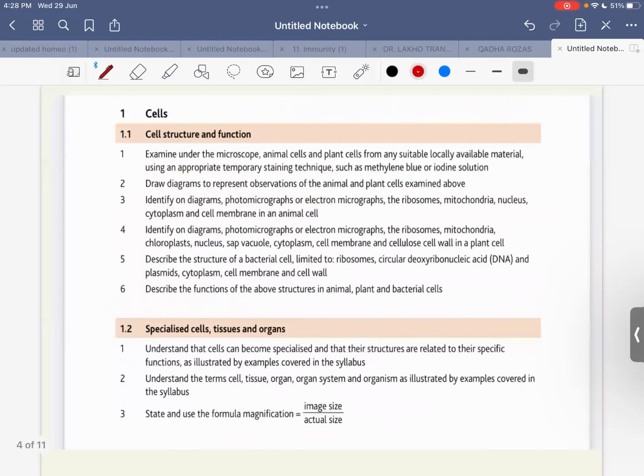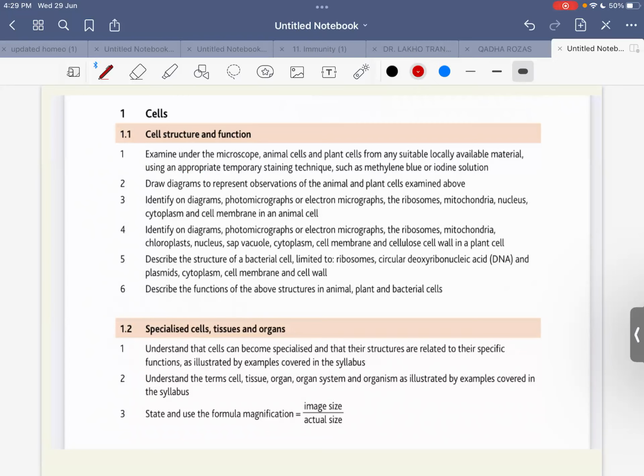Moving on to the syllabus outline. Now, this syllabus, which you can see on the screen, is the new syllabus. Not many things have been changed, but some chapters have been added, some revision has been made. So for that reason, I'll be sharing the new syllabus only with you.